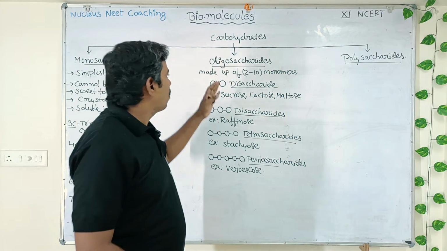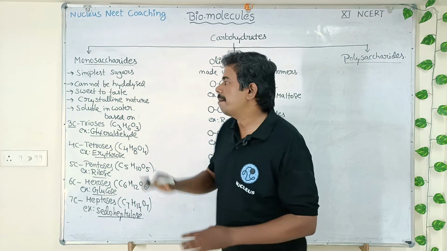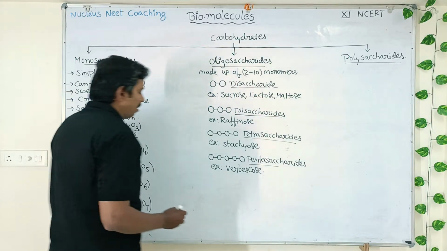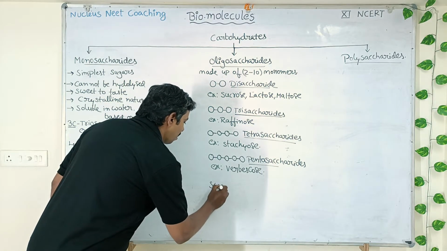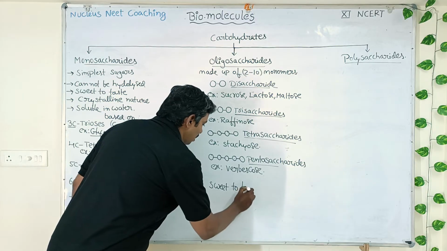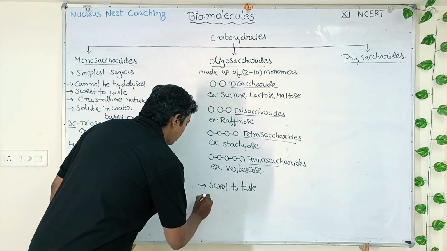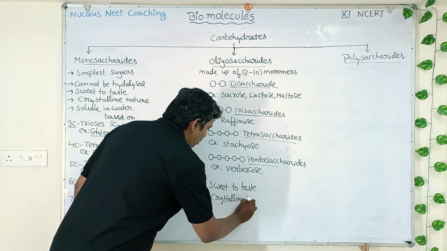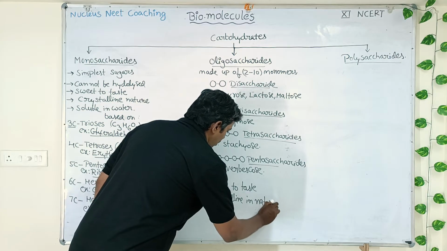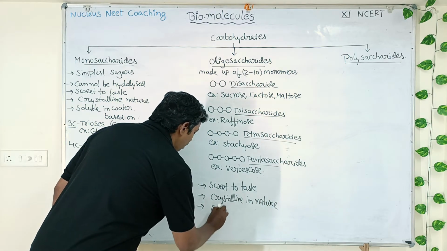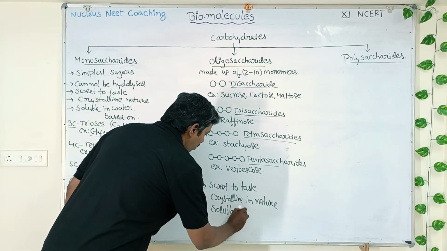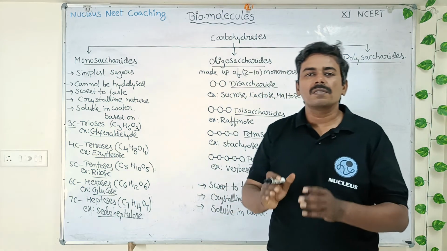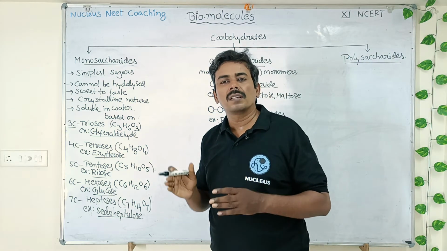Then what are the properties of oligosaccharides? They have the same type of properties as monosaccharides. Just like monosaccharides, they are sweet to taste, they are crystalline in nature, they form crystals, and they are soluble in water. But they can be hydrolyzed into simple sugars called monosaccharides.